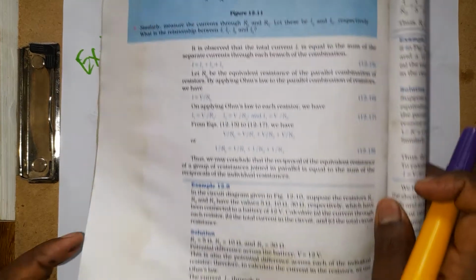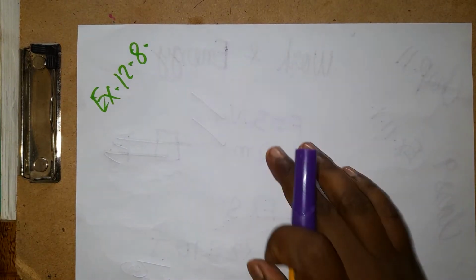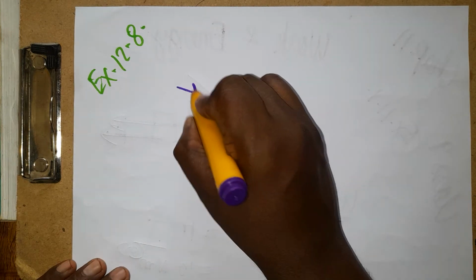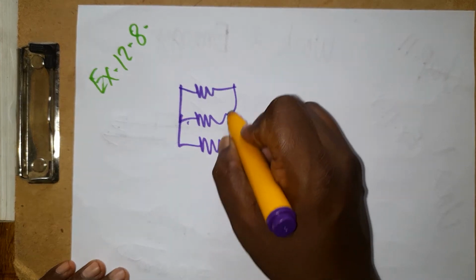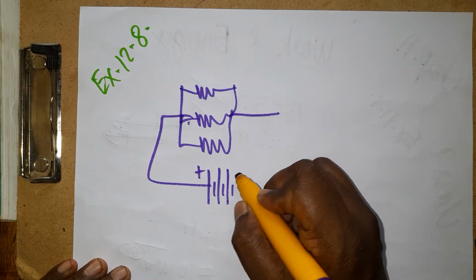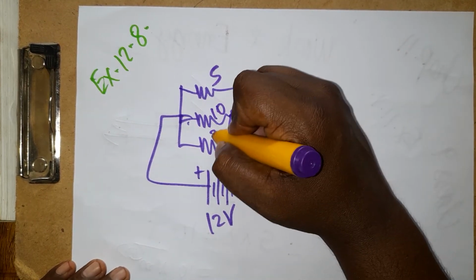In parallel, voltage remains constant. 5, 10, 30 ohms are connected in parallel with a 12 volt battery. Okay, I will draw the connection here: 5 ohms, 10 ohms and 30 ohms. These are the three resistances connected in parallel with a 12 volt battery.